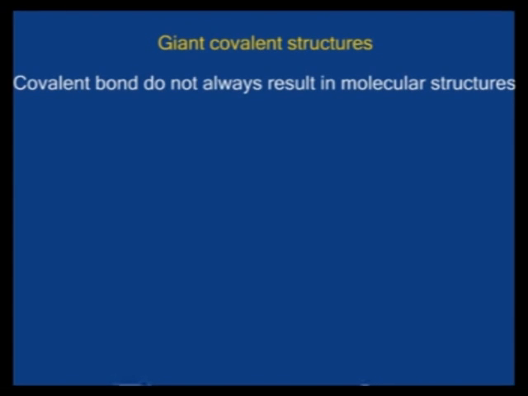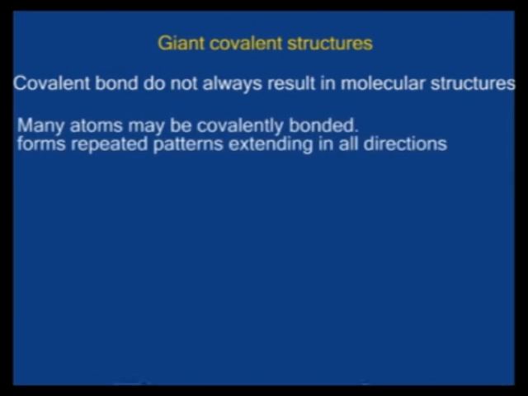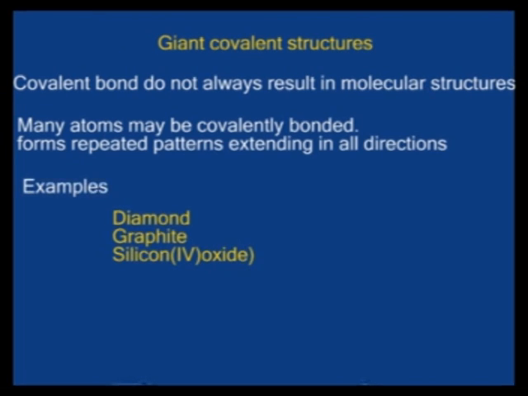Next, giant covalent structure, also called giant atomic structure. It is not always that whenever covalent bonds form, a molecular structure will result. In certain instances, the structure is composed of large numbers of atoms covalently bonded, forming repeated patterns that extend in all directions. Examples are diamond, graphite, and silicon(IV) oxide.